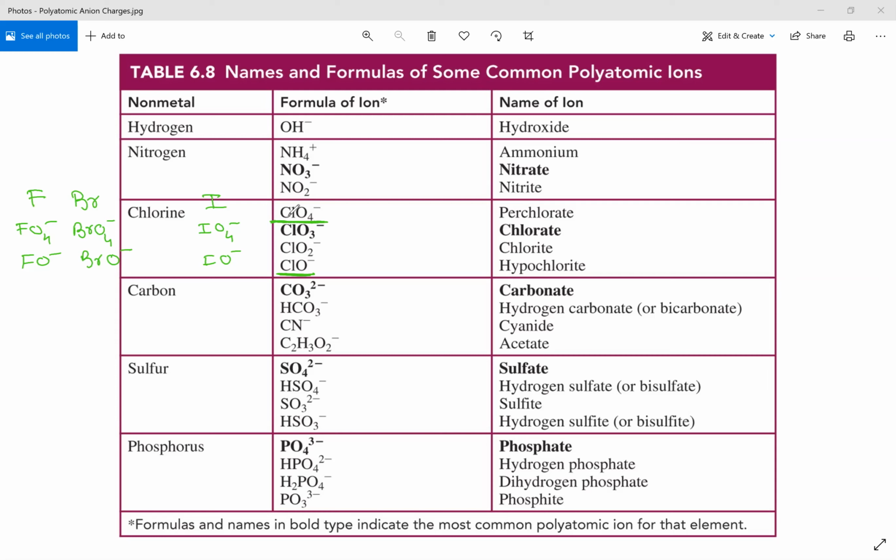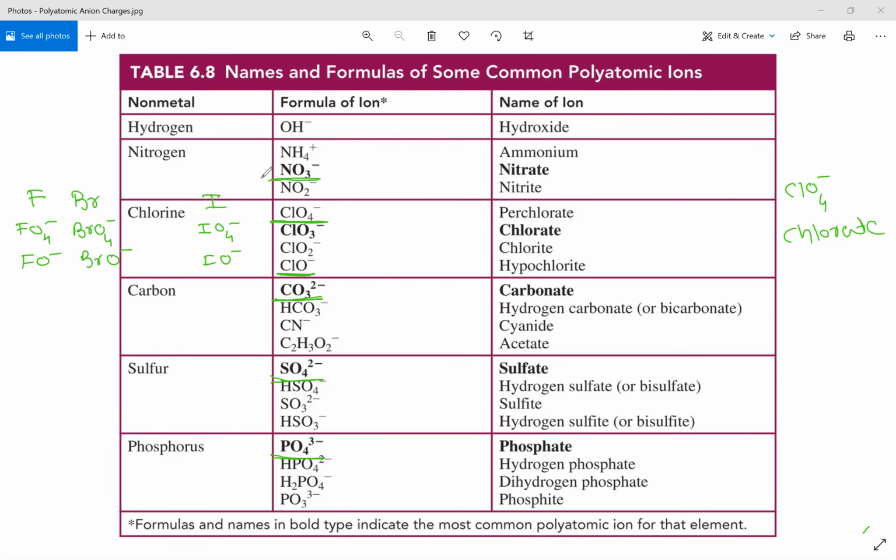According to what we just learned, ClO4 minus should be called a chlorate, right? The CO3 was a part of the table, we call it carbonate. SO4 minus 2 was a part of the table, we call it sulfate. PO4 minus 3 was a part of the table, we call it phosphate. NO3 minus was a part of the table, we call it nitrate.